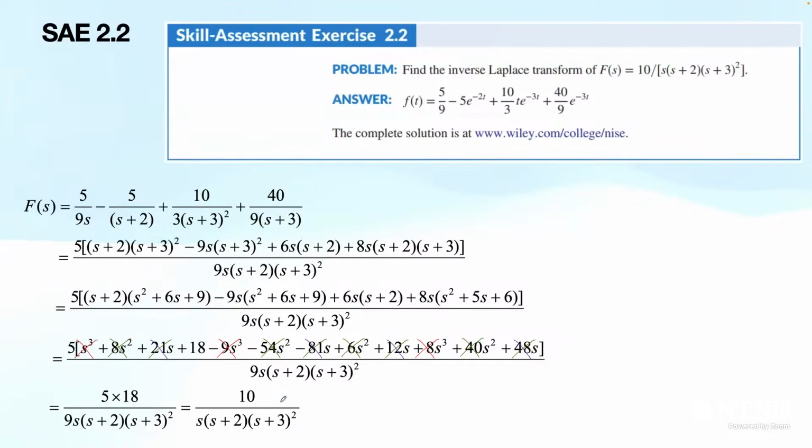We use the partial fraction expansion, right? As I told you, F of S equals K1 divided by S, plus K2 divided by S plus 2, plus K3 divided by S plus 3 squared, plus K4 divided by S plus 3. Try to find K1, K2, K3, K4 and complete your solution.